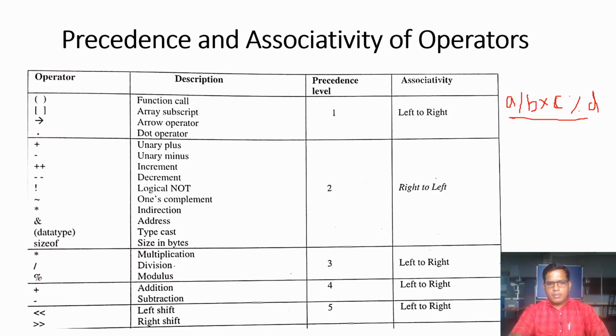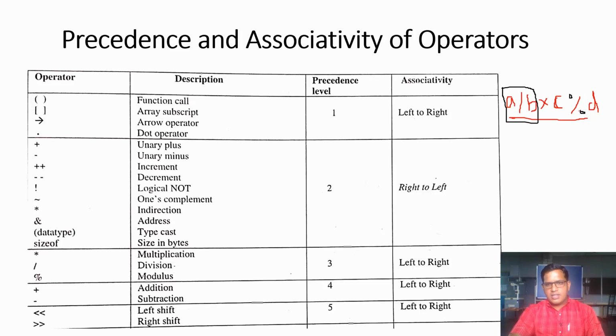Now what will happen when the compiler is going to evaluate this expression? As mentioned in this table, the division, multiplication and modulus signs are having the same priority. So what will it do? It will check the associativity. As per the left to right associativity, first A divided by B is done. That means first the division is done because it is present at the leftmost side in this expression.